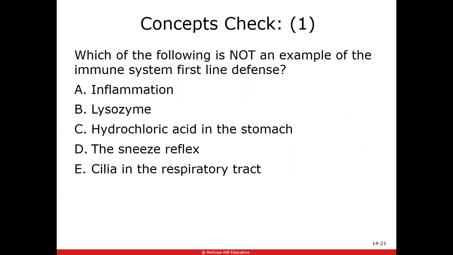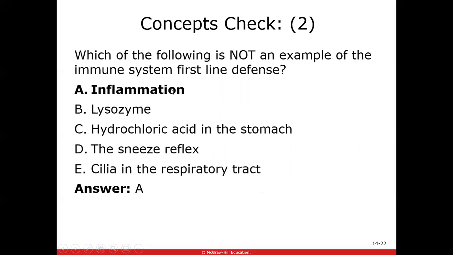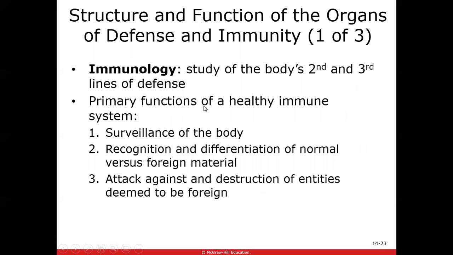So, which of the following is not an example of the immune system's first line of defense? You include inflammation, lysozyme, hydrochloric acid in the stomach, the sneeze reflex, cilia in the respiratory tract. All these are, except for inflammation. It's not the first line.